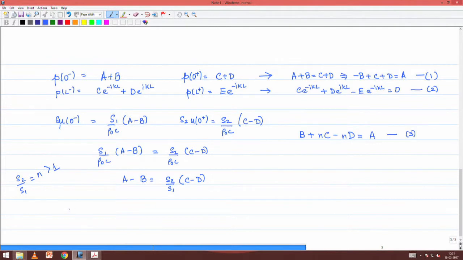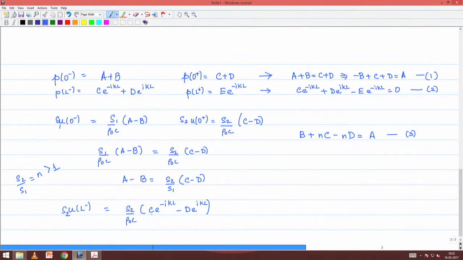Finally, we need u at L minus, which is going to be S2 by rho naught C into C e to the power minus I k L minus D e to the power I k L. That is u at L minus, right. This is S2 into u at L minus.